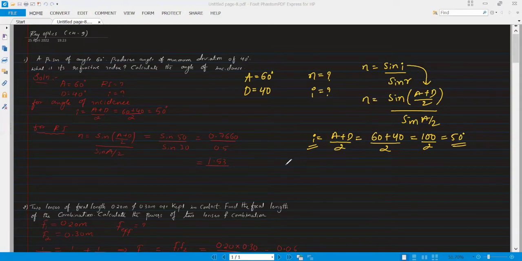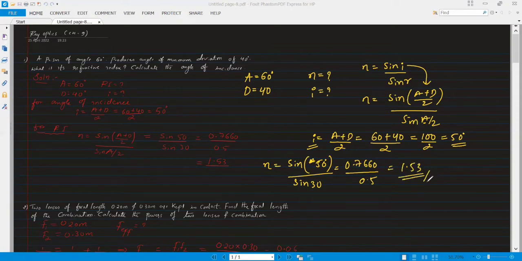And to calculate the refractive index of the material, that is sine of (A plus D) divided by 2. This is already calculated, that is sine 50 degree, divided by sine of A divided by 2. A is 60 degree, 60 divided by 2 is 30. Therefore sine of 30. So this is going to be 0.7660 divided by 0.5, which is equal to 1.53. This is the refractive index of the material of the prism, and this is the angle of incidence.